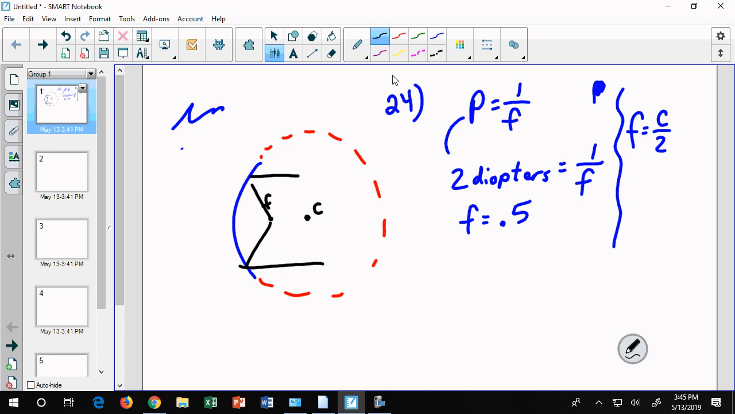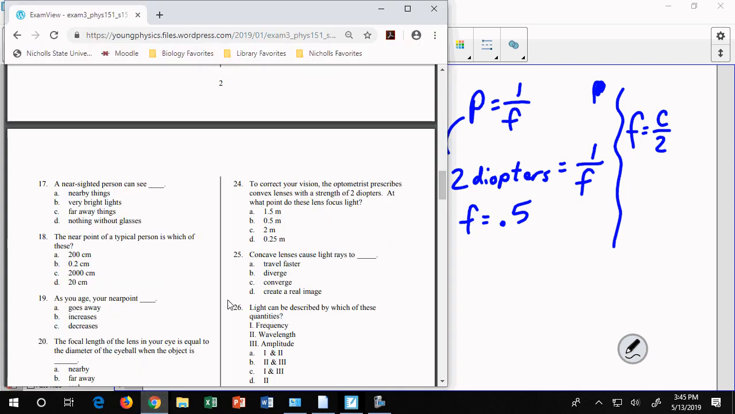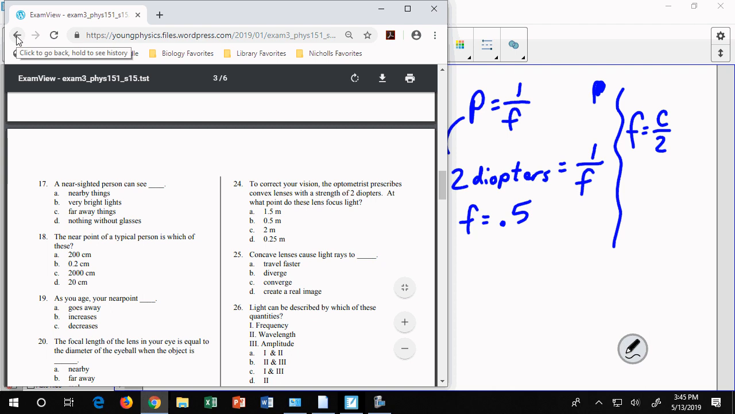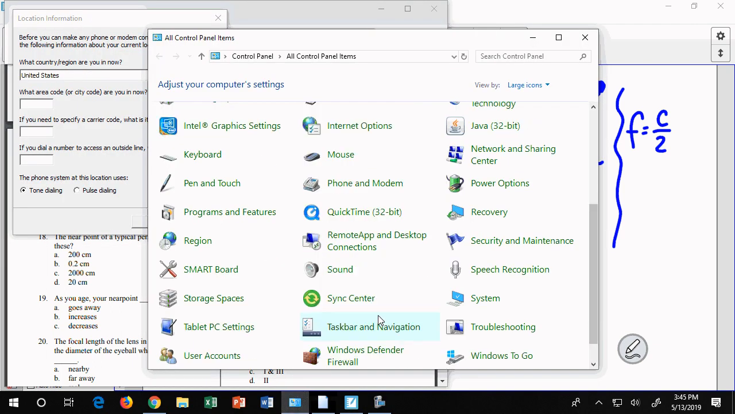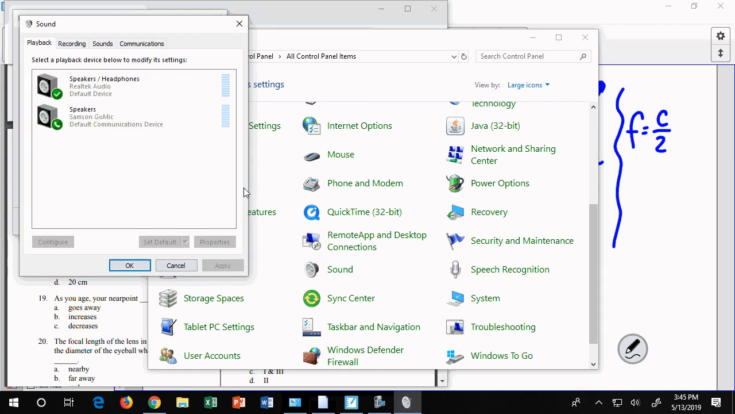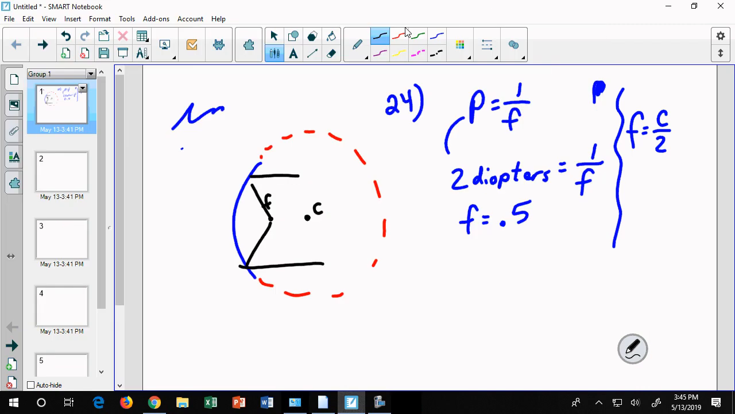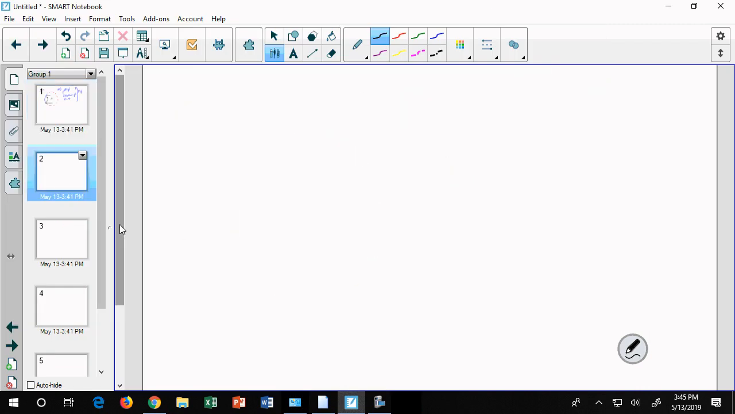All right. What other particular questions? Does that answer that one? Yeah. That is important. So diopters is always the power. Any other particular questions?